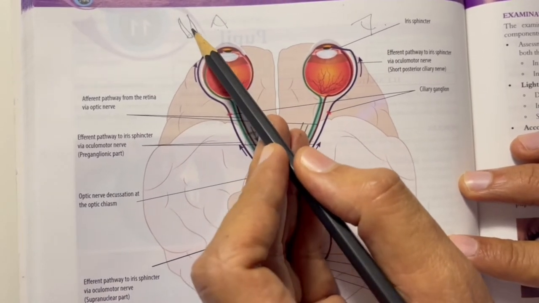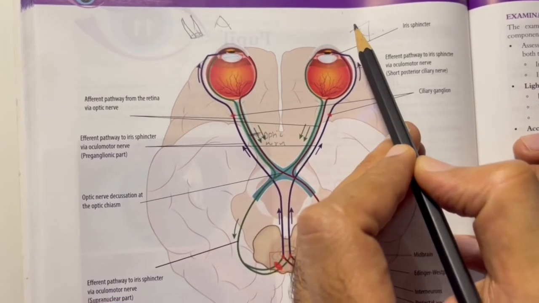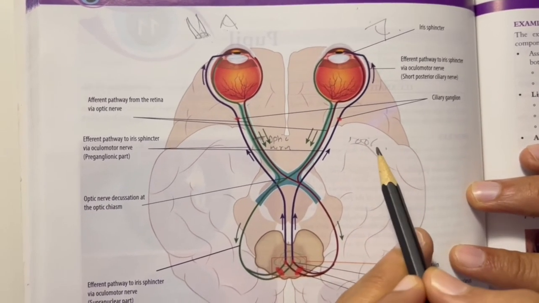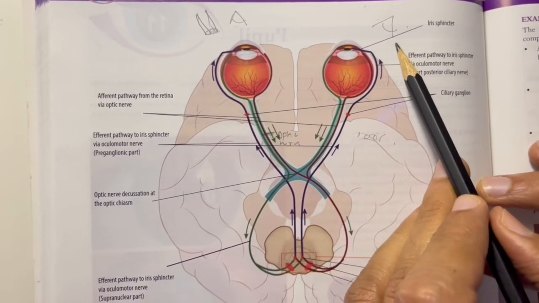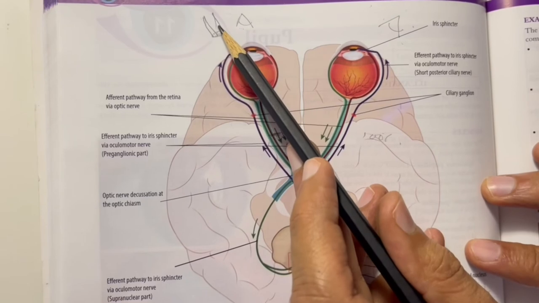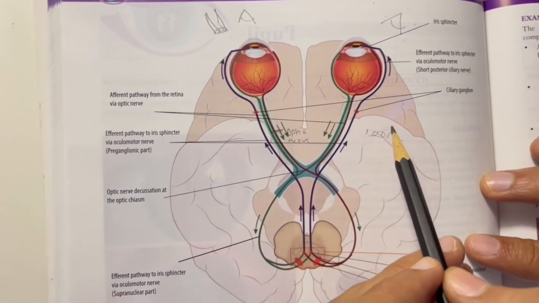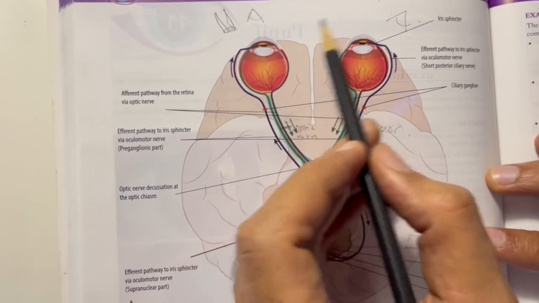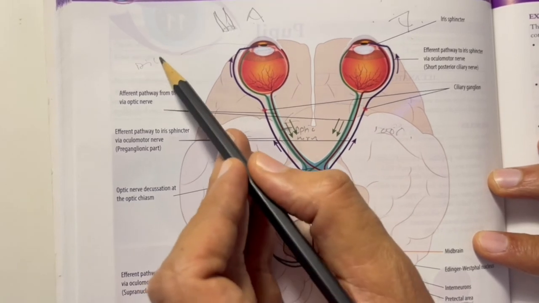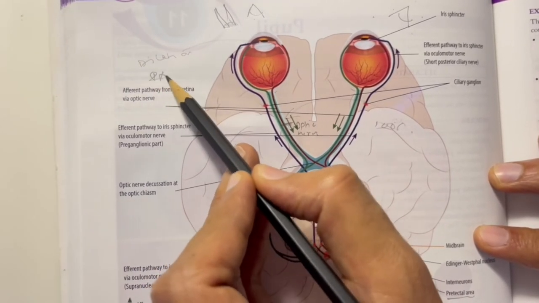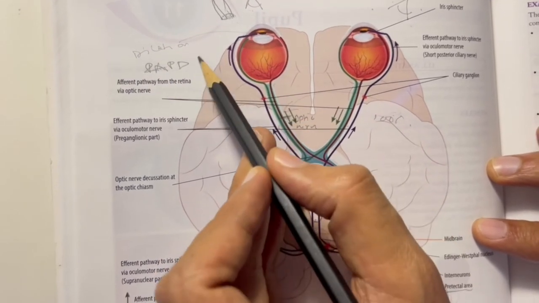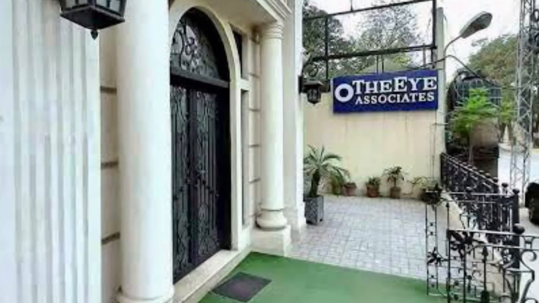When you shift this light from the left eye to the right eye, the signal transmission from 50% will go to 100%, causing further constriction of the pupils. And when you shift the light from the right eye back to the left eye, the transmission from 100% goes down to 50%. So when you're shifting the light from the right to the left, you will see dilation of the pupil. Now this phenomenon is called RAPD, and what I have demonstrated shows that this is an RAPD of the left eye. Thank you.